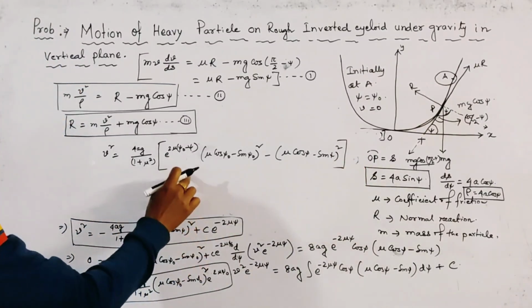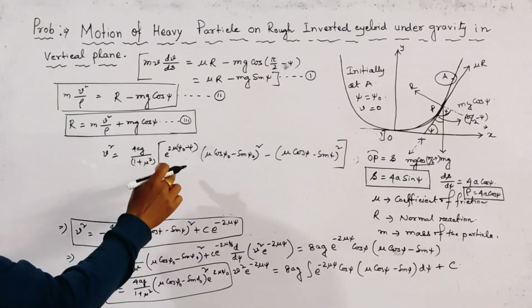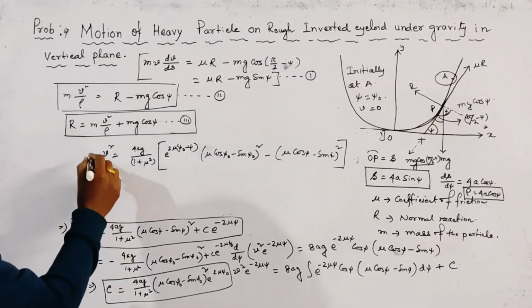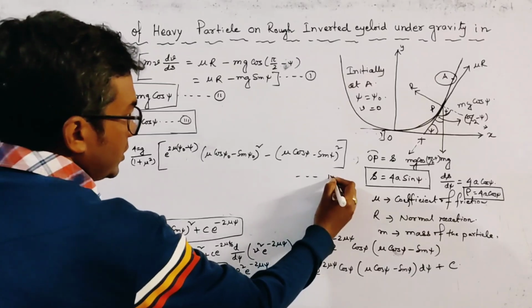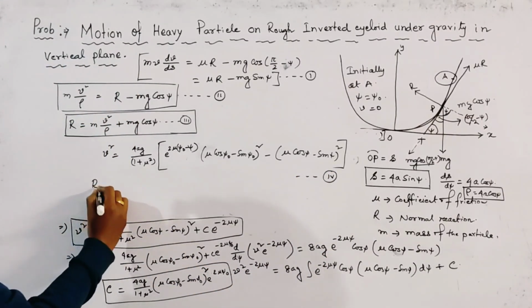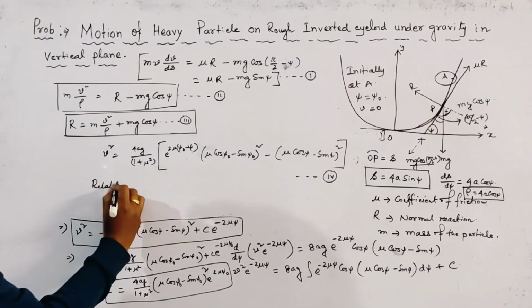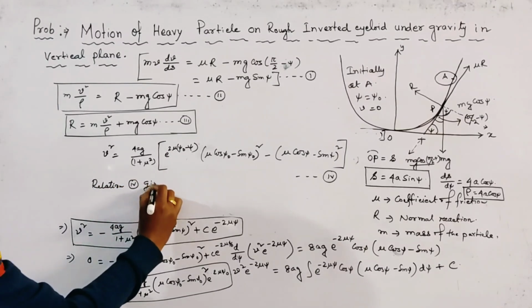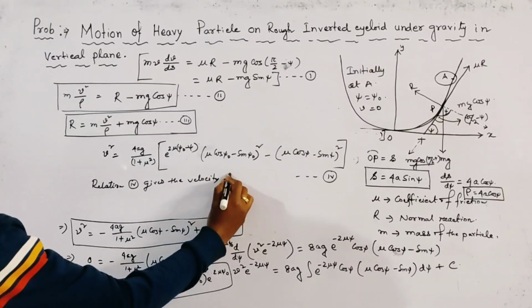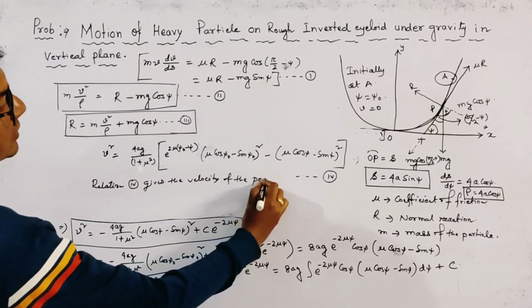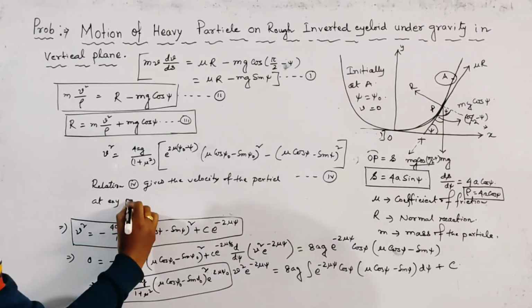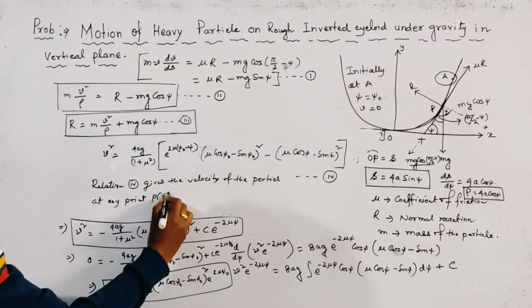Okay, this is the complete value of the velocity of the particle at any point p. So this is relation number 4, and we write here relation 4 gives the velocity of the particle at any point p, that is psi.